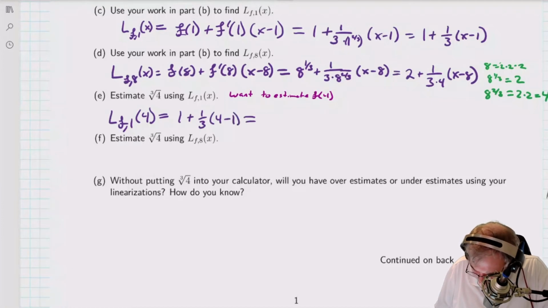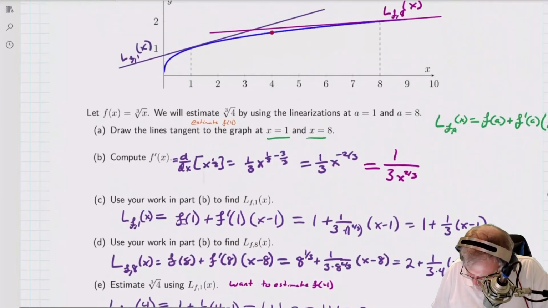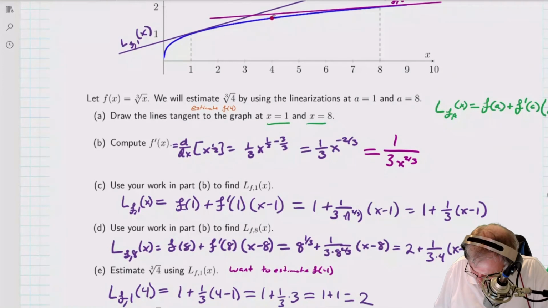Oh, isn't that convenient? Equals 1 plus 1/3 times 3, equals 1 plus 1 equals 2. And if you look at the graph, that makes sense there, right? I mean, that estimator right there gives you about 2, that line.